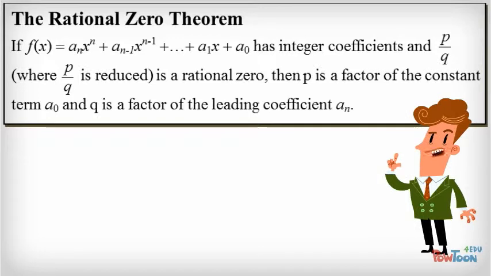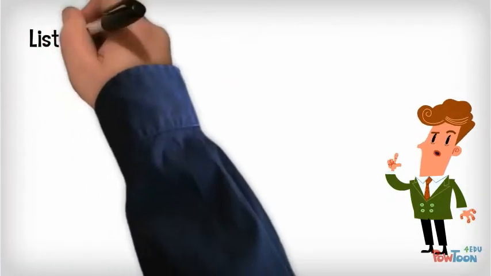Here is the rational root theorem. If you have a function that's a polynomial and has integer coefficients and p divided by q is a rational zero, then p is a factor of the constant term a sub 0 and q is a factor of the leading coefficient a sub n. Just copy this in your notes and we're going to use it.